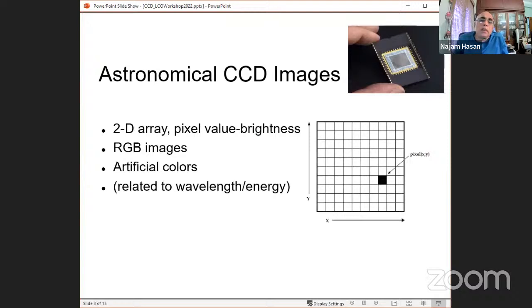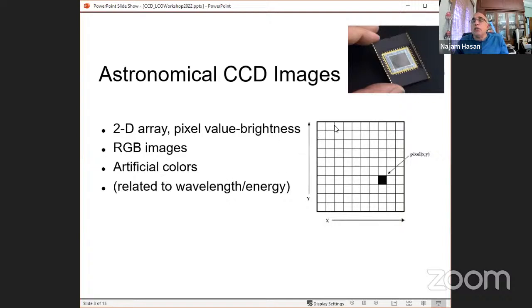So what are CCDs? These are the digital cameras which we use. We have CCDs in our mobile phones, we have them in our digital cameras, but the CCDs which astronomers use are more sensitive to light and more sophisticated. A CCD image is essentially a two-dimensional array. And like you see in this pattern, you have pixels. Each block is a pixel, a picture element, which records light which falls on it. And it's a two-dimensional array.